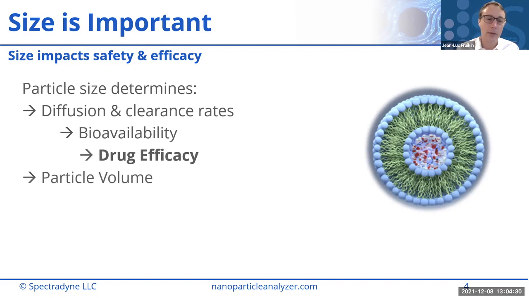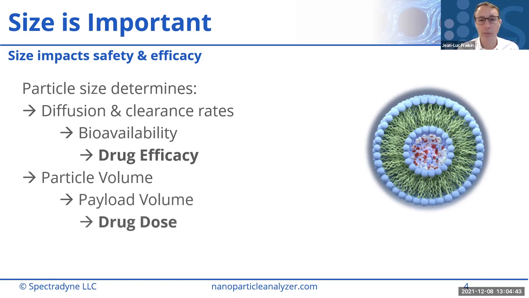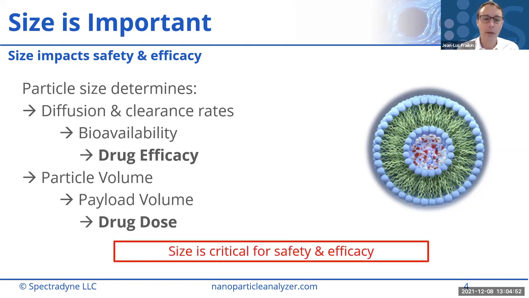Particle size also determines particle volume, obviously. And if we think about the particle volume differently, that's the volume that's available for containing the payload of the therapeutic that you want to deliver. And so that is essentially the per particle dose of therapeutic that's available to be delivered in each particle. So hopefully this highlights why accurate size measurements are so important for LNP development.